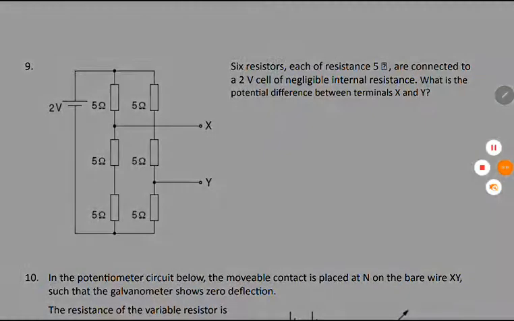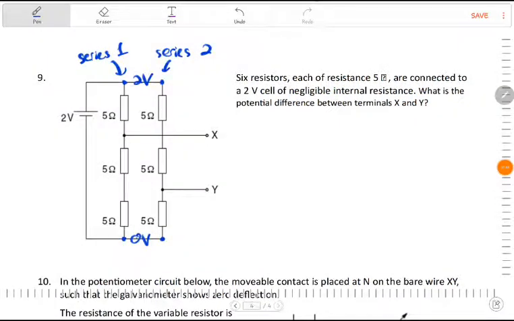Okay, I have labeled here series 1 and series 2. Each of them has three 5 ohm resistors. At the top here they are having 2 volt at both the points because it's connected to the positive terminal of the battery, and at the bottom we assume that it's 0 volt because the EMF of the battery is 0, so the total must be 2 volt.